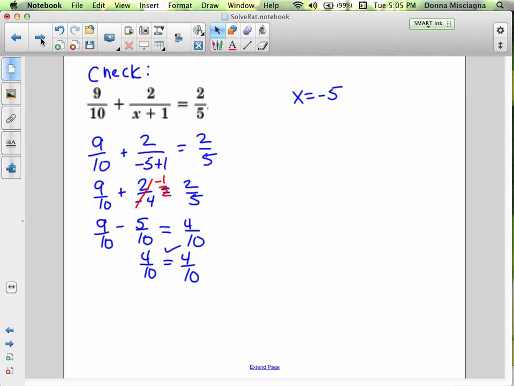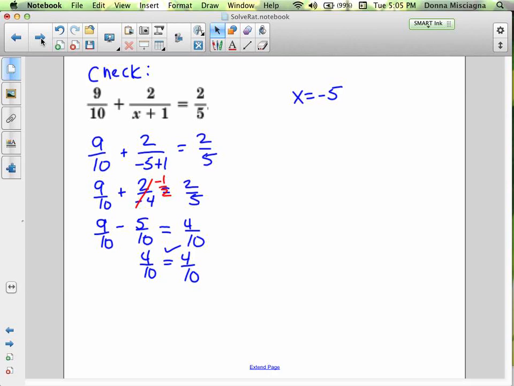All right, so 9/10 plus, negative 5 plus 1 is negative 4. That reduces to negative 1/2. So I've got 9/10 minus 1/2 equals 2/5. We need to have a common denominator. 1/2 is the same as 5/10. 2/5 is the same as 4/10. So 9/10 minus 5/10, that's 4/10, and 4/10 equals 4/10.